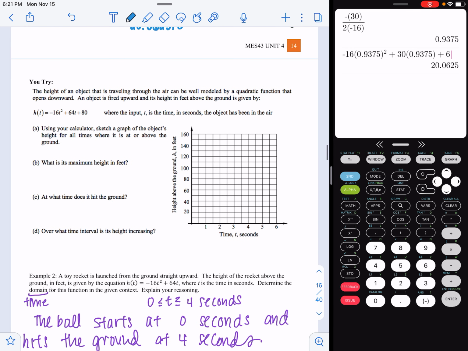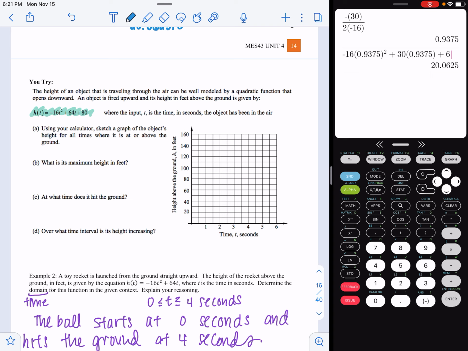Okay, let's look at this one. You can go ahead and try it by yourself before we go over it. The height of an object that is traveling through the air can be well modeled by a quadratic function that opens downward. An object is fired upward, and its height in feet above the ground is given by this function, where the input t is the time in seconds the object has been in the air. So part A says, using your calculator, sketch a graph of the object's height for all times where it is at or above the ground.